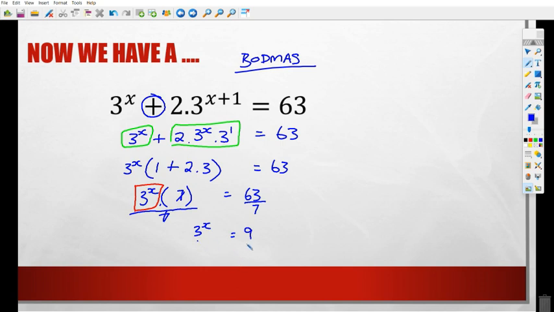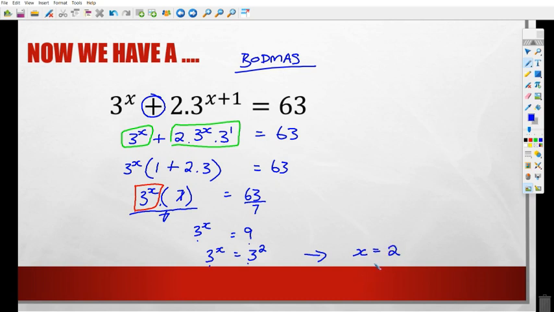I still don't have the same bases here, guys, so there's a bit of an issue. How am I going to get the same bases? I can change 9. So 3 to the x is equal to 3 to the power of 2. Fantastic, I've got the same bases now. So what does that mean, guys? It means that my exponents are equal. That means that x is equal to 2.